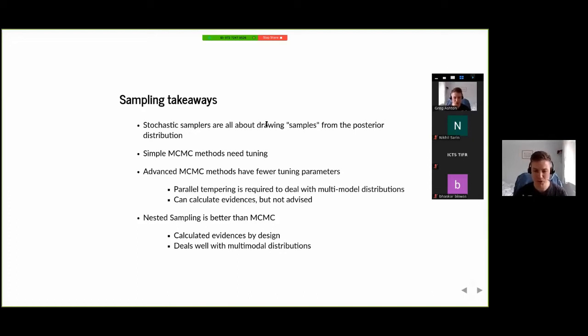But it's not set up to calculate evidences. You can do it, but it's not the best thing. So if you want to do model selection where you need evidences, it's much better to use nested sampling, which is designed to do evidences by design. And one of the things that we find in practice is that nested samplers tend to be a little better at getting things like multimodal distributions and funny shaped posteriors.